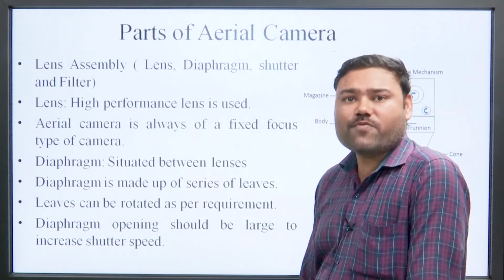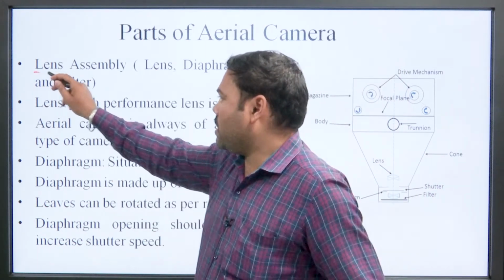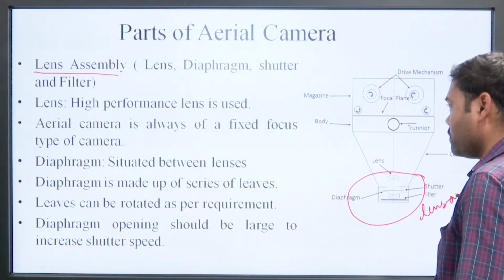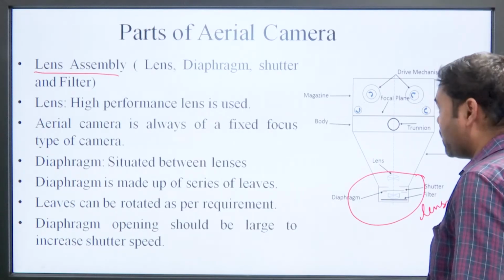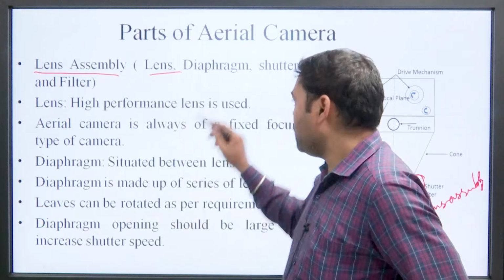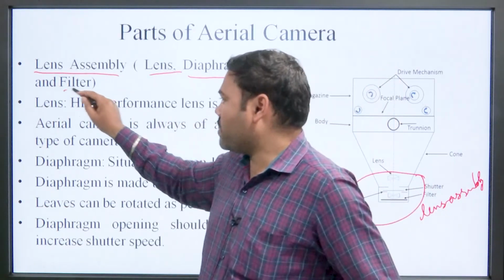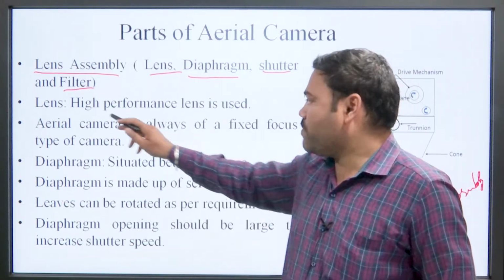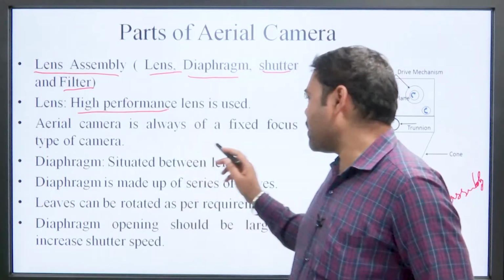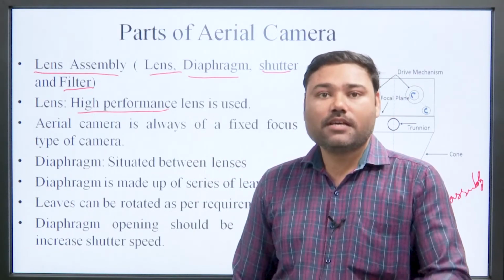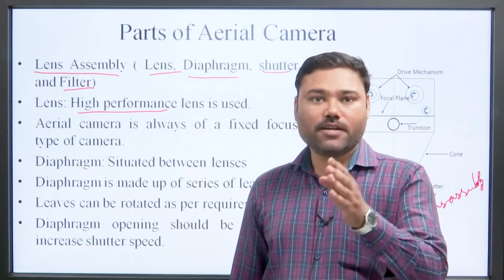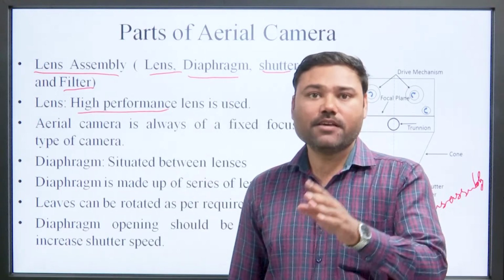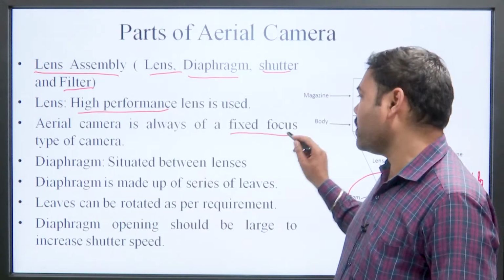Talking about the parts of an aerial camera, first the lens assembly. It consists of a lens, diaphragm, shutter, and a filter. The lens used in an aerial camera must be of high performance. An aerial camera is always a fixed focus type of camera. It is to be noted that an aerial camera used in aerial survey must be of fixed focus type.